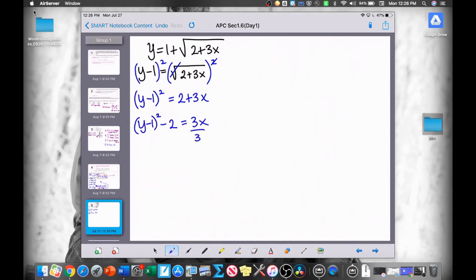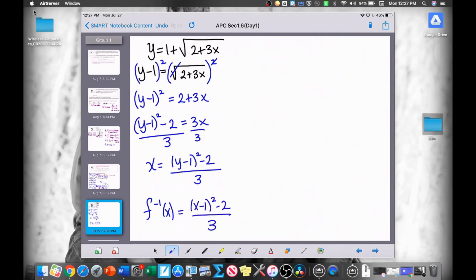And then the last step, of course, would be to divide by 3. So I'm left with x equals y minus 1 quantity squared minus 2, all of that divided by 3. And I would write my answer. Remember, I'm really thinking now I'm switching x and y. So f inverse of x, which is like y, is equal to x minus 1 squared minus 2 over 3.